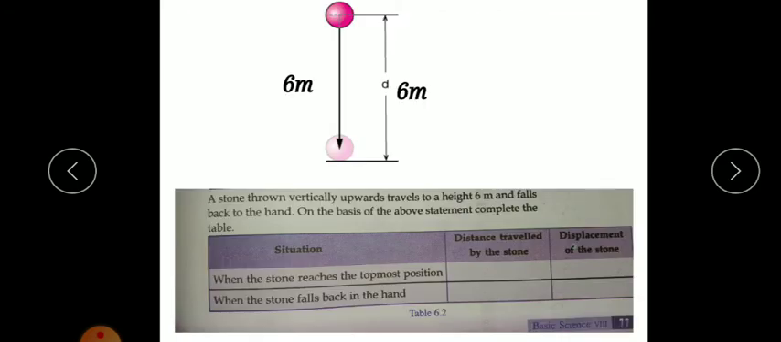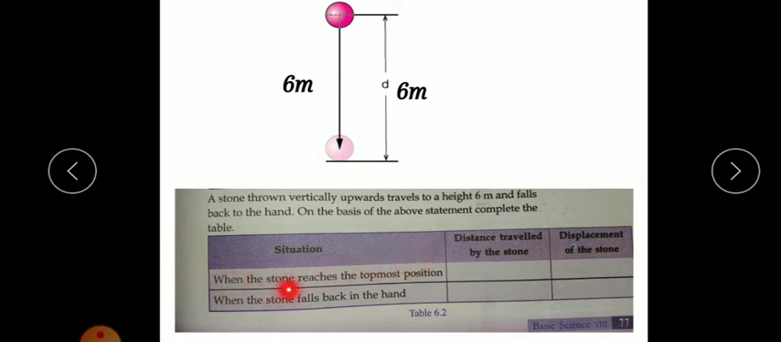One more question is given in page number 77, the table 2.6.2. Here one question is given. A stone thrown vertically upwards travels to a height 6 meter and falls back to the hand. On the basis of the above statement, complete the table. So a stone is thrown vertically upwards to a height of 6 meter, is it? So from here a stone is thrown and it will reach the point 6 meters, and from there it again comes back to the ground, is it? So based on this you have to complete this table in your textbook.